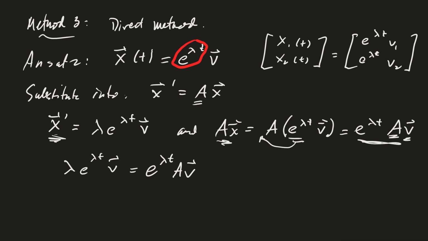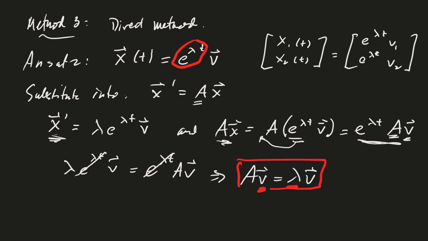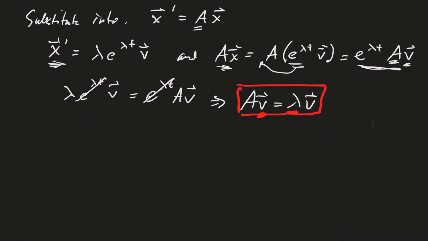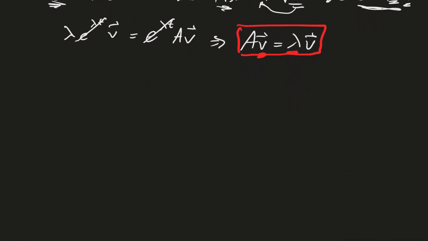Now e to the lambda t is a scalar that is never 0, so we can just take e to the lambda t out. I'm going to rewrite this because it's usually written in the other direction. And I see that A times v must be equal to lambda times v. A couple of things to notice here is that both the v and the lambda are unknown. And this equation right here is very special. This, in fact, is the definition of what's called an eigenvalue and an eigenvector.